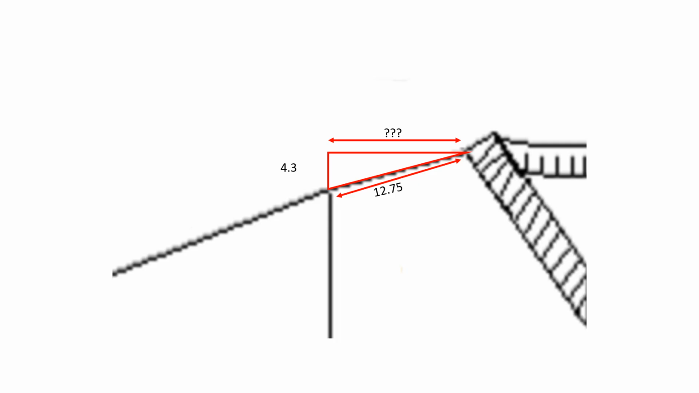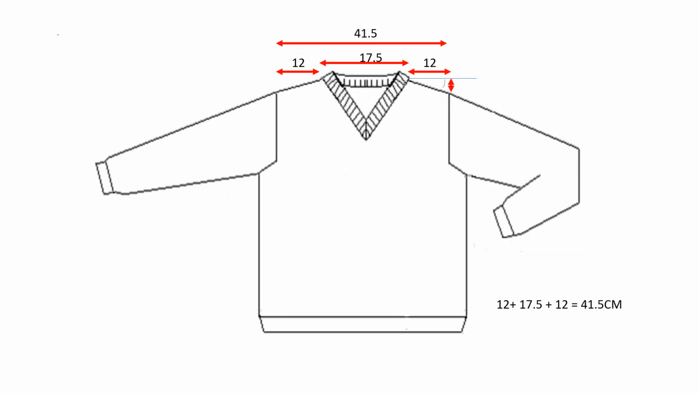Also, if shoulder drop is given and not the degree of shoulder slope, which is 4.3 centimeters, the shoulder width will be the square root of the square of 12.75 minus the square of 4.3, which will result in 12 centimeters. And then by adding the neck width to this as illustrated, the value of shoulder across will result in 12 plus 17.5 equals 41.5 centimeters. The customer can easily provide this measurement.